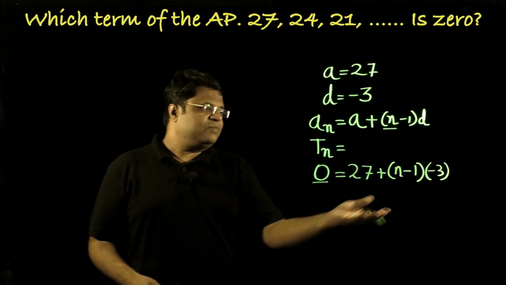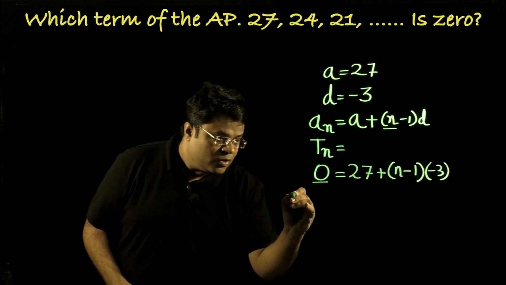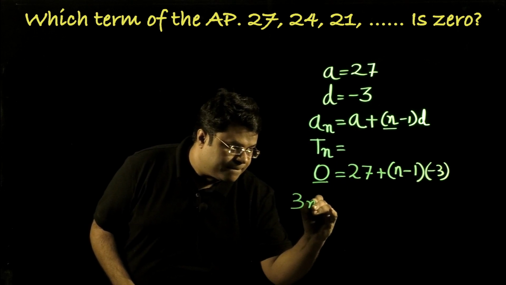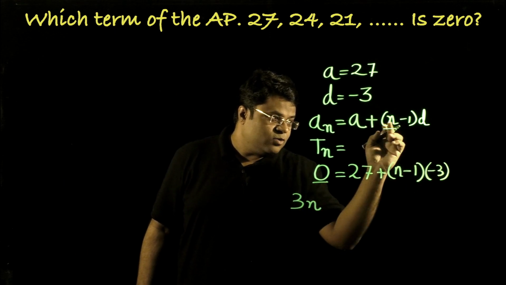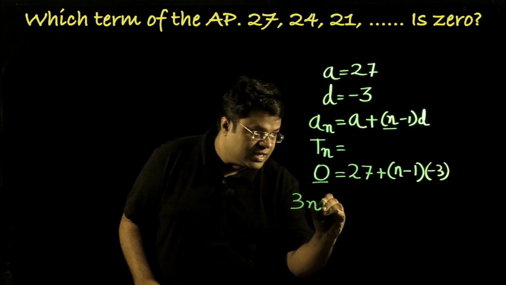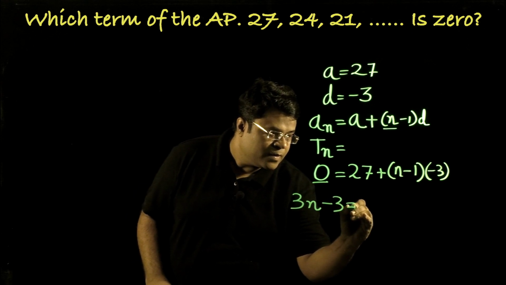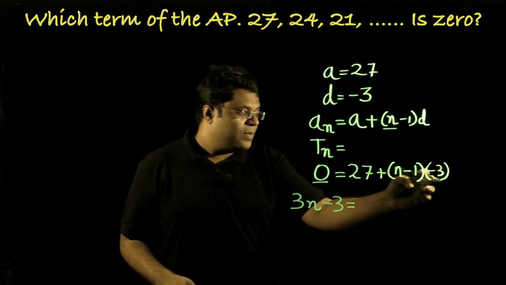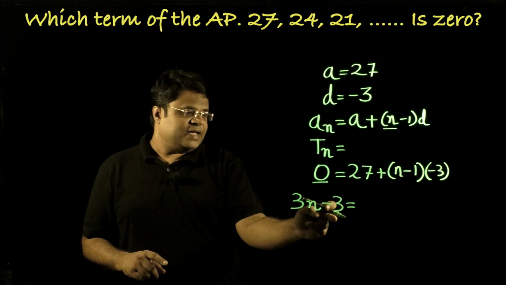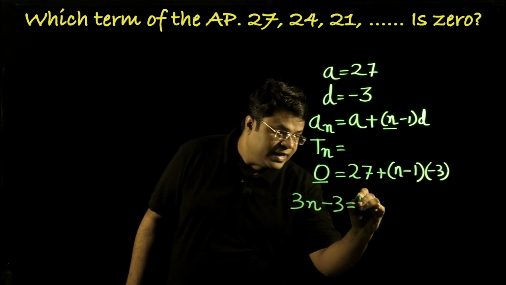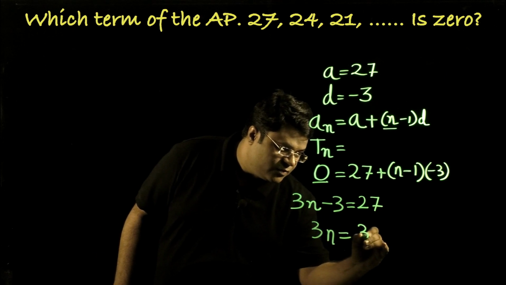Since the 0 is here, I suggest let us bring the whole thing here. So I am going to multiply also. -3 into n will be -3n. But since I brought it to this side of the 0, the sign changes. And -3 into -1 is already 3. Once again, -3 into -1 is +3. Once we bring it to this side, the sign changes. Now, we already have 27 that side. That means 3n is equal to 30.